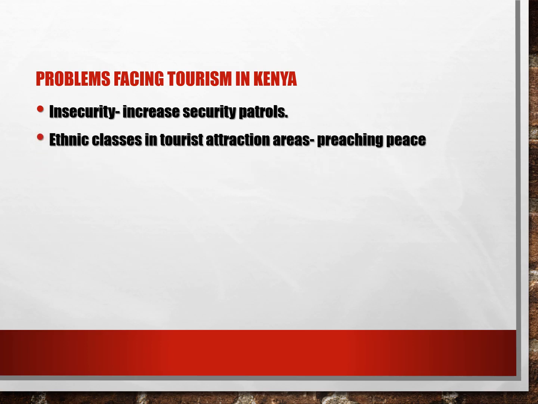Secondly is ethnic clashes in tourist attraction areas. Parts of the Rift Valley, I've mentioned the Baringo region. We have Lake Baringo there, which is a tourist attraction, but nobody wants to be in an insecure area or where people are involved in clashes. And the solution to this problem is, of course, preaching peace, so that all parts of this country are peaceful.